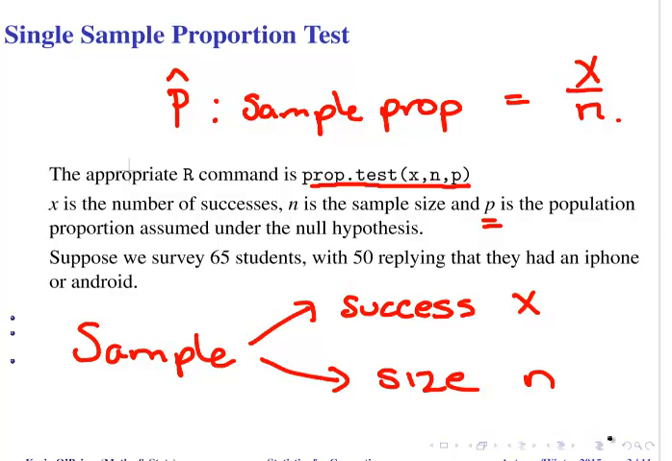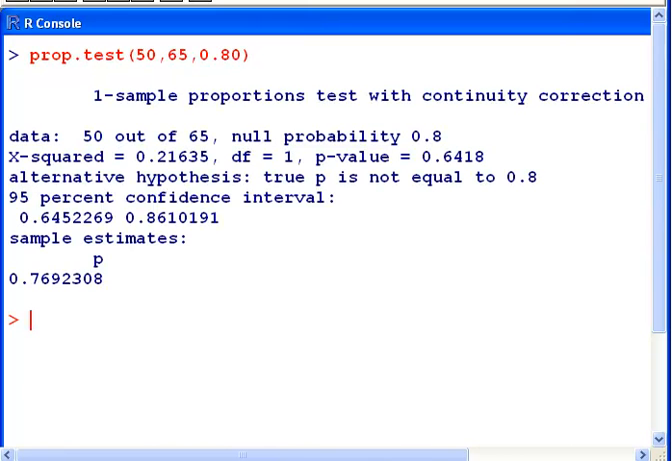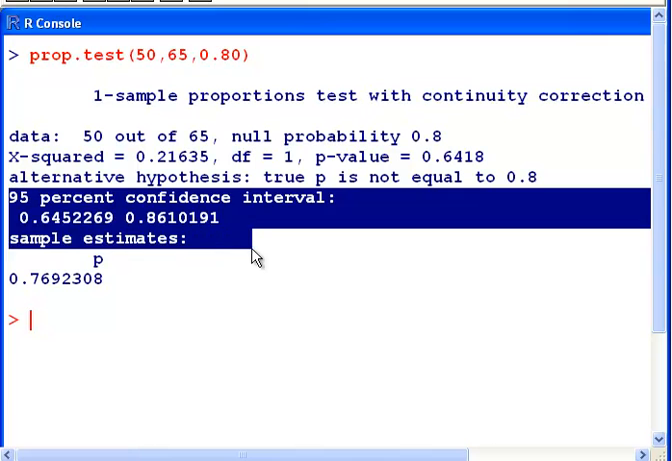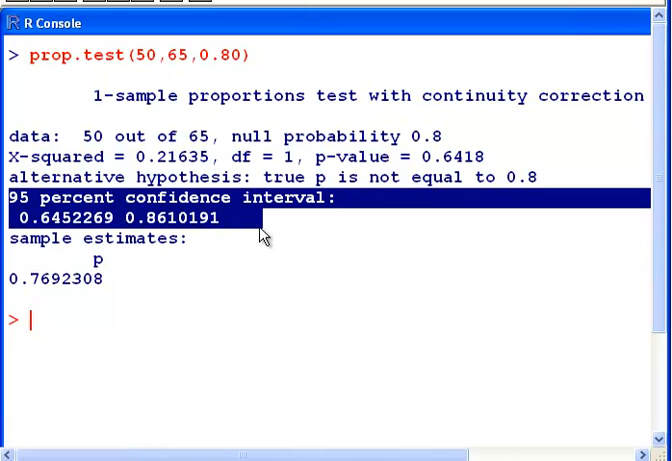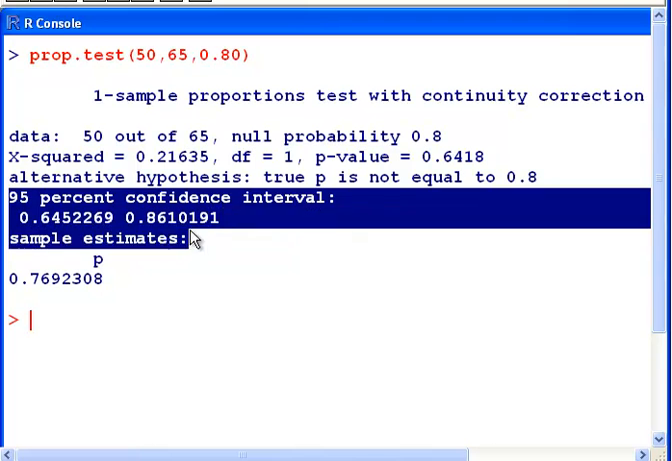So we type it in like this: prop.test(50, 65, p = 0.8), so our null hypothesis is that the true proportion is 0.80. There we go: one sample proportion test with continuity correction. That bit is important, because if we were to do this by pen and paper, you get slightly different results. The 95% confidence interval for the true proportion is 0.645 to 0.861, and our sample estimate, p hat, is 0.692308.